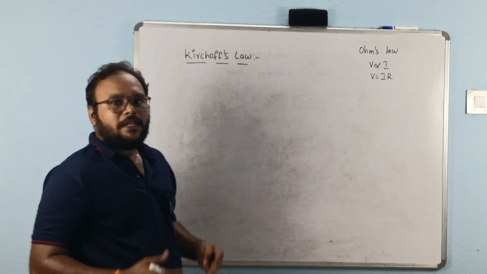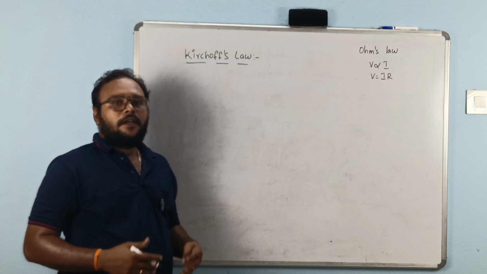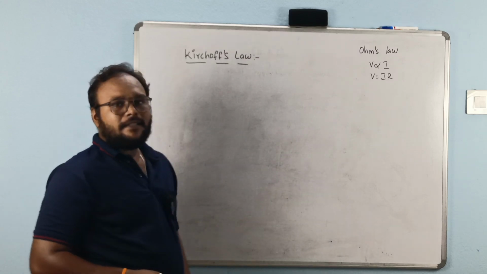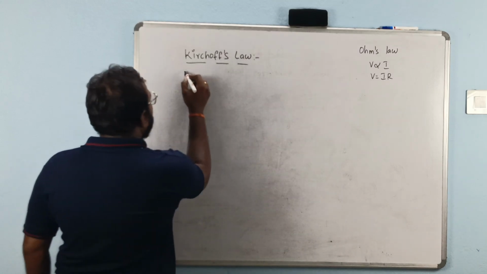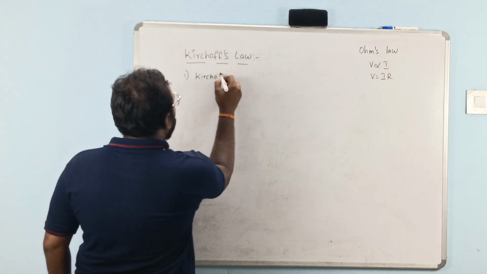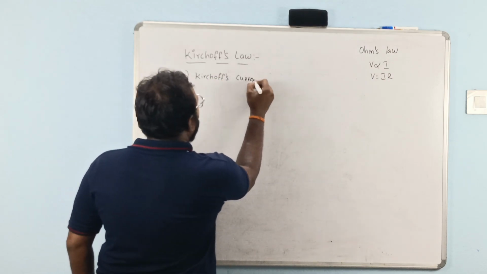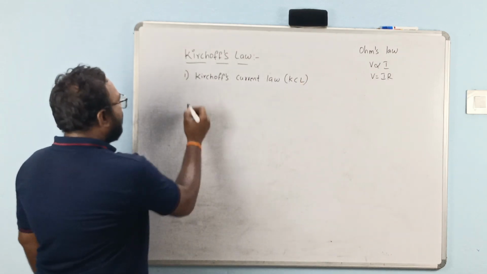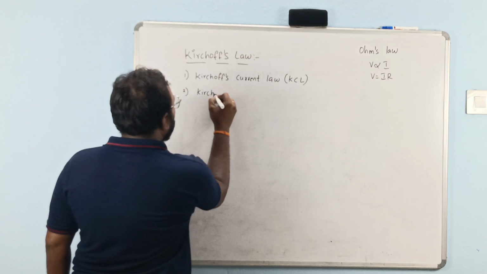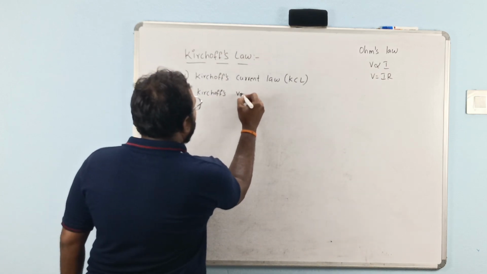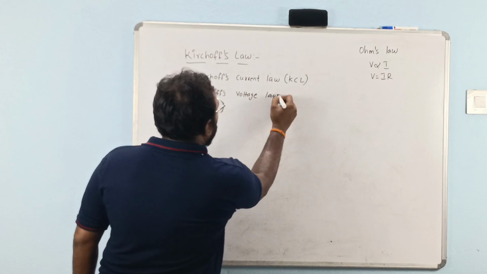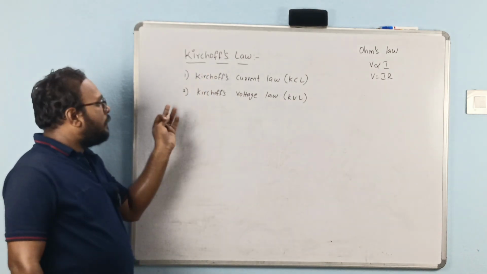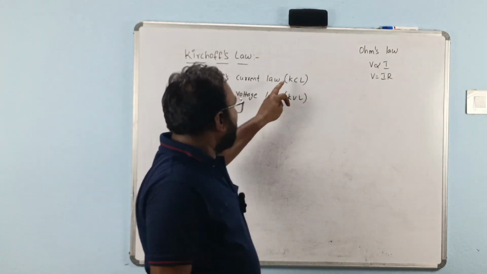It is a law which tells about the current and voltage equations. So Kirchhoff's law is of two types. The first one is Kirchhoff's current law, which we generally call KCL. Another one is Kirchhoff's voltage law, which we call KVL. We generally call them KCL and KVL.